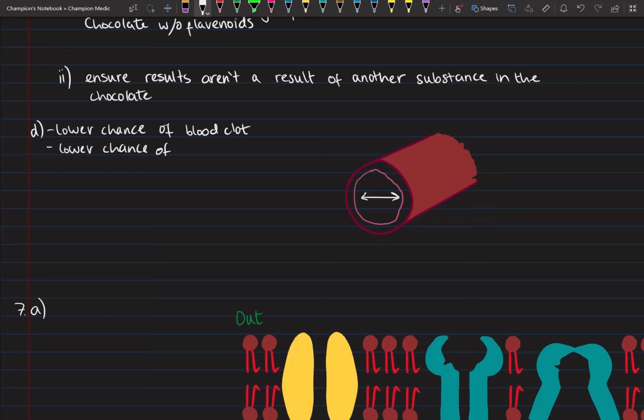And as a result of that, there's going to be a lower chance of blood clot forming, which means that you're going to ensure constant supply of oxygen and glucose to the heart muscle, to the cardiac muscle, which ensures that the heart can respire effectively. It also ensures a lower chance of high blood pressure because a wider lumen means there's a greater volume, which also means you have a lower pressure.